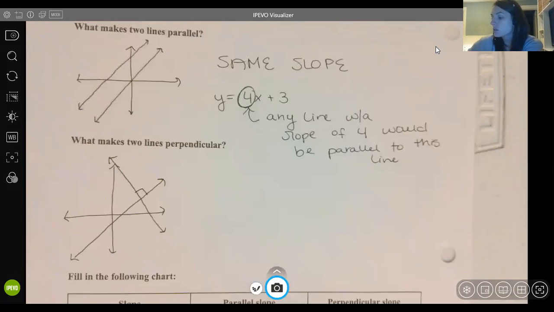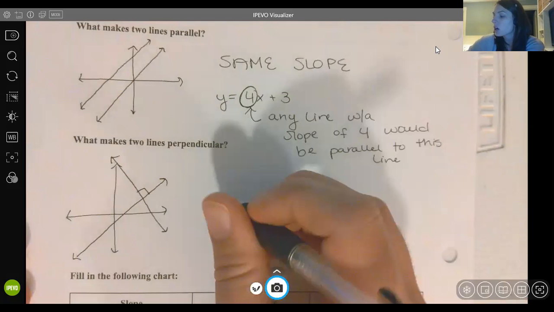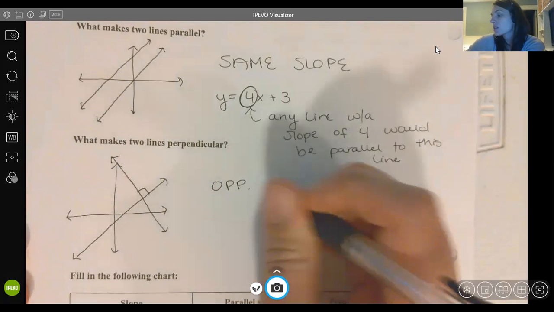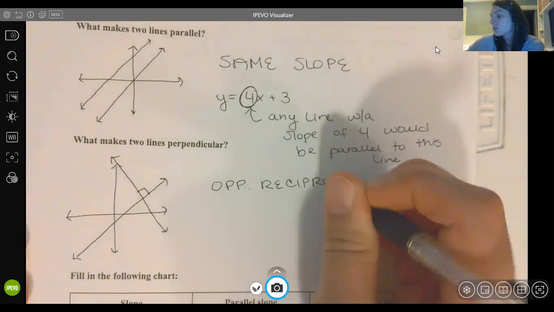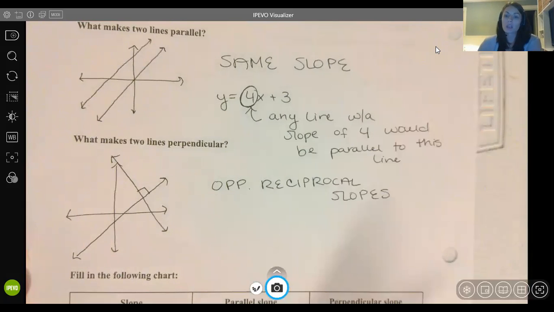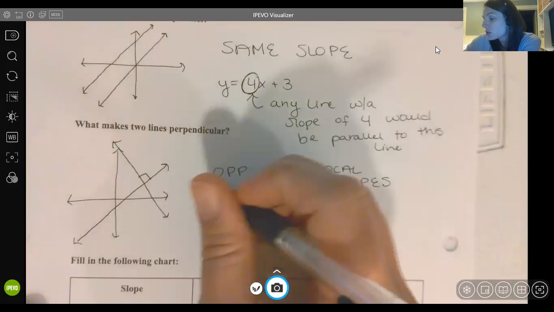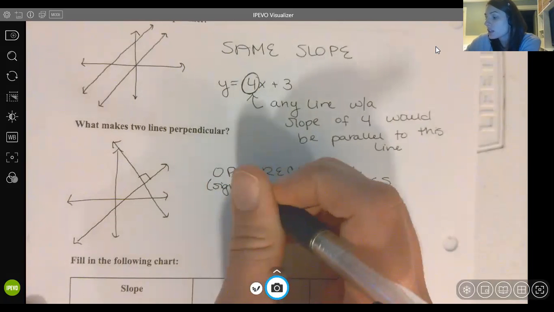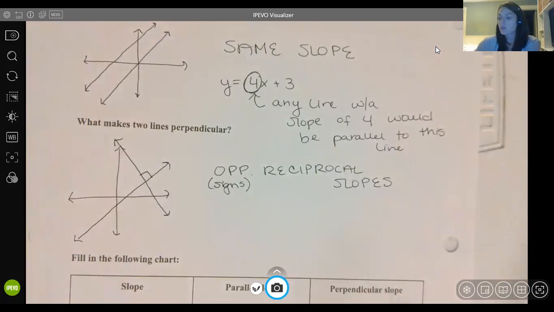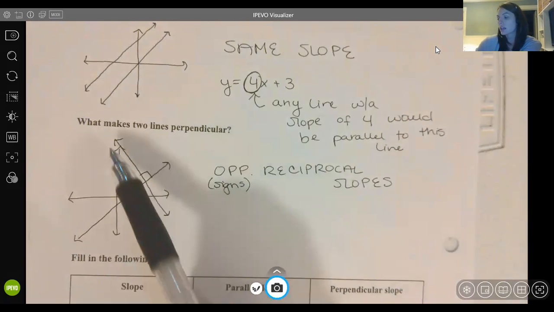Now, we also know things about the slopes of our perpendicular lines. So we know that they are opposite reciprocals. Opposite reciprocal slopes. So reciprocals, remember, mean that if I have a numerator and denominator, the reciprocal is I'm flipping that numerator and denominator around. Opposite means opposite signs. So if the original slope is positive, then the perpendicular slope is negative and vice versa. And you can see that here. This line is a positive slope and this line is a negative slope.